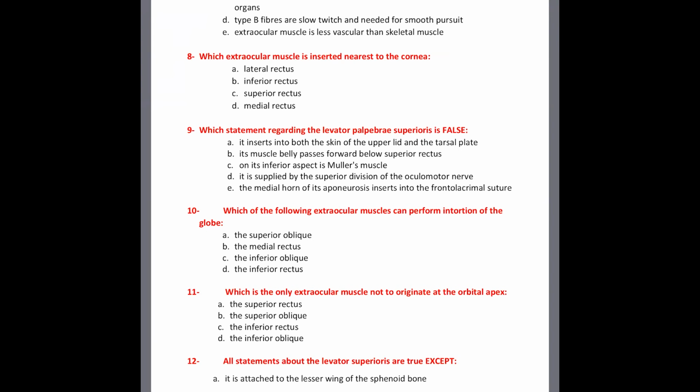Question number 10. Which of the following extraocular muscles can perform intorsion of the globe? Rule number 3 in our rules. All superiors are intorters and all inferiors are extorters. So number A, which is superior oblique. Which is the only extraocular muscle not to originate at the orbital apex? This is very easy. Inferior oblique. Okay. 12 regarding levator.